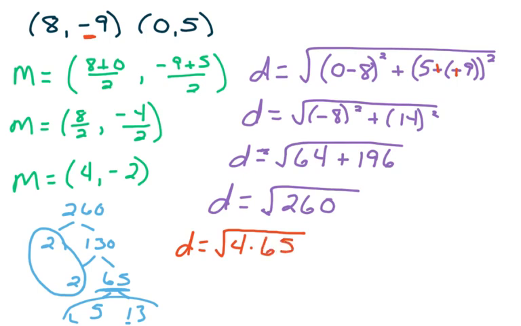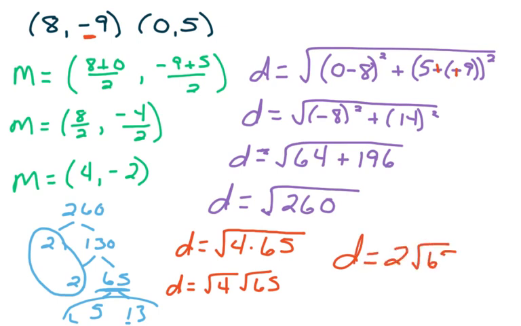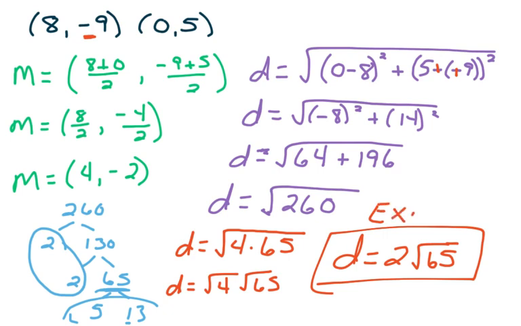Using our law of radicals, I can write those as two separate radicals. And then I can see that I have a perfect square in the square root of 4. Okay, simplify that to 2, and the square root of 65 stays as it is. This is what we would call an exact answer, which is what I'm going to be asking for.